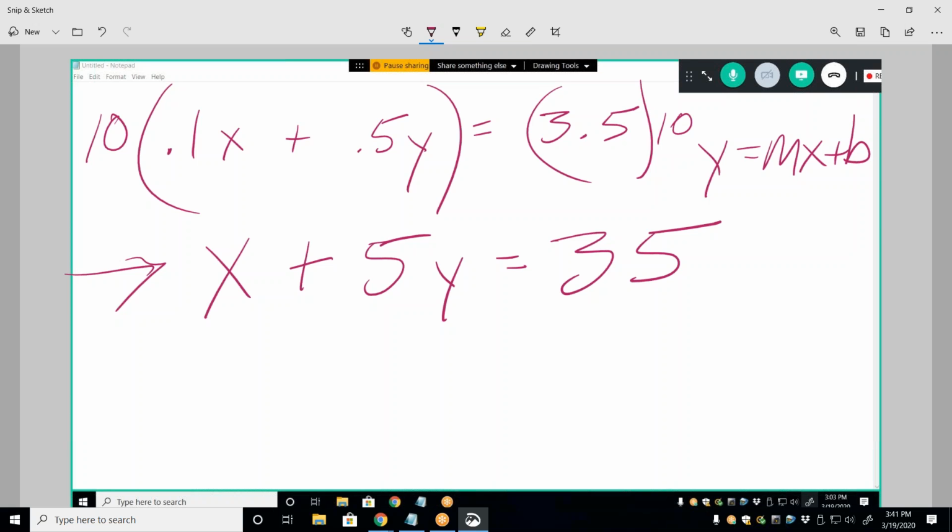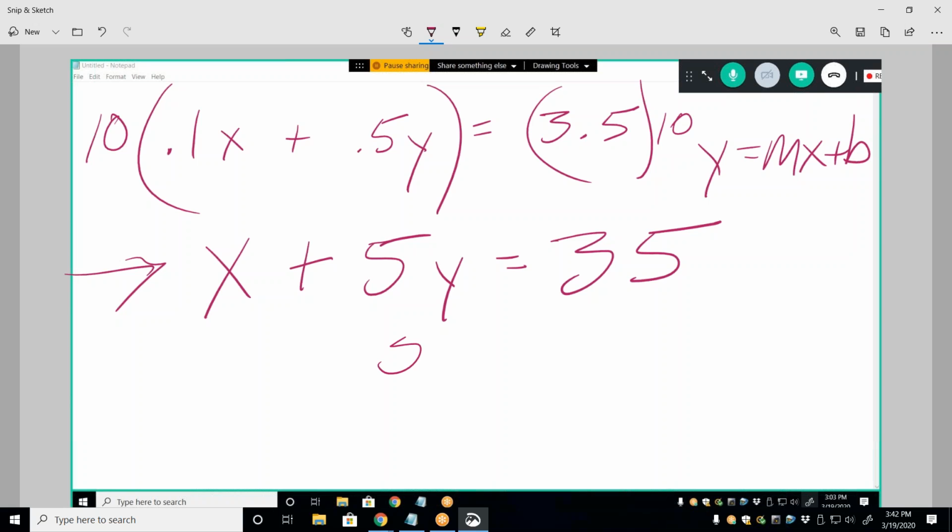So what's the next line? Just read it line by line. Yeah, what would you do next? Now that I got x plus 5y equal 35, you subtract x from both sides. Okay, so read the next line. You don't actually have to tell me what you're doing. If you can read the next line properly, I'll know you've done it correctly.